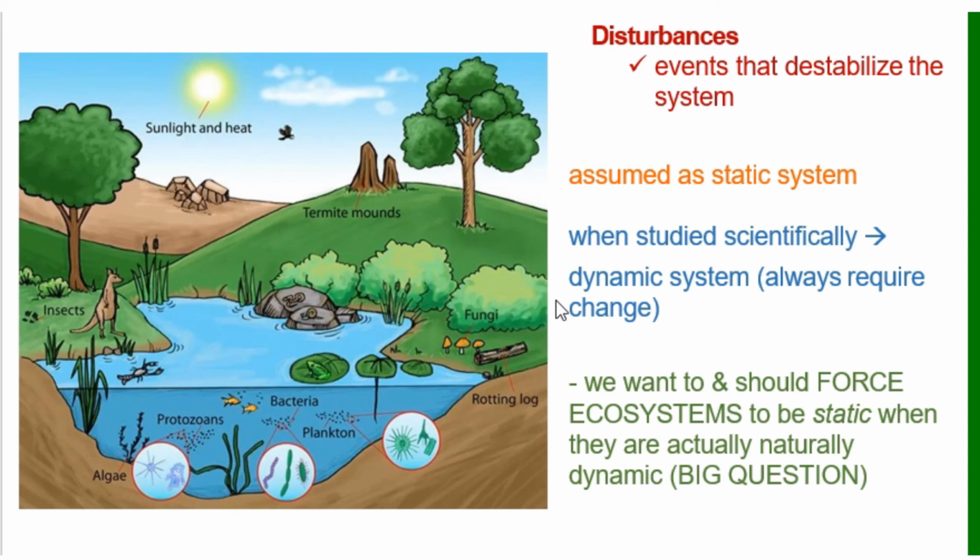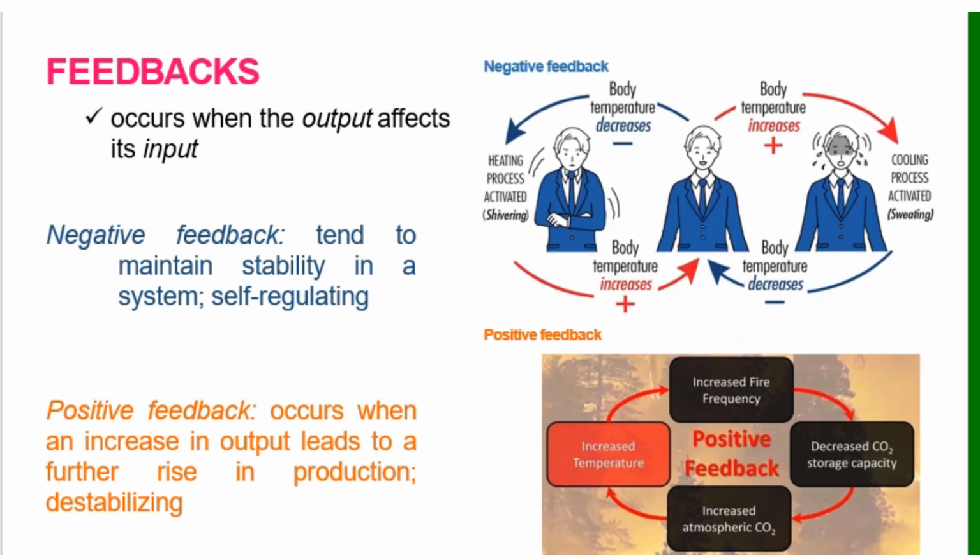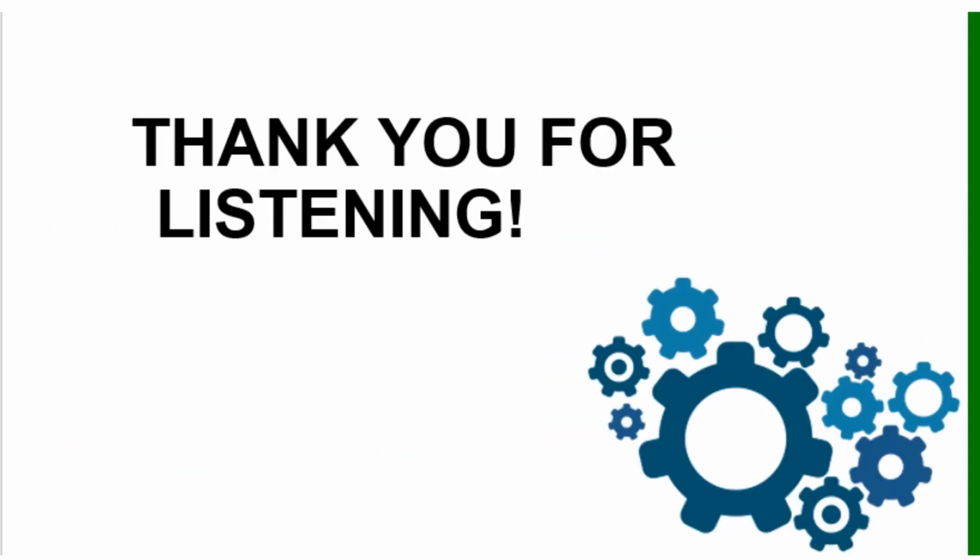Disturbances, anything that could lead to destabilization of the environment, that's disturbance, either anthropological activity or environmental catastrophe. We also have feedback, which is divided into two, the negative and the positive feedback. So I hope you learned something in our discussion today.